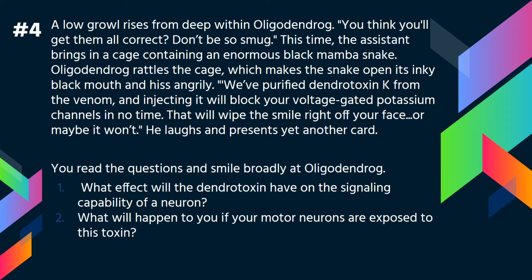Number 4, a low growl rises from deep within Oligodendrog. You think you'll get them all correct? Don't be so smug. This time, the assistant brings in a cage containing an enormous black mamba snake. Oligodendrog rattles the cage, which makes the snake open its inky black mouth and hiss angrily. We've purified dendrotoxin K from the venom, and injecting it will block your voltage-gated potassium channels in no time. That will wipe the smile right off your face. Or maybe it won't. He laughs and presents yet another card.